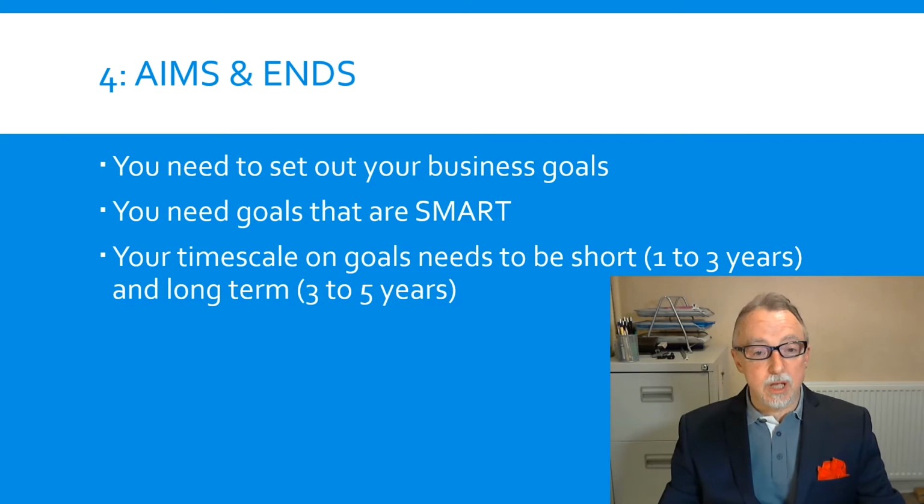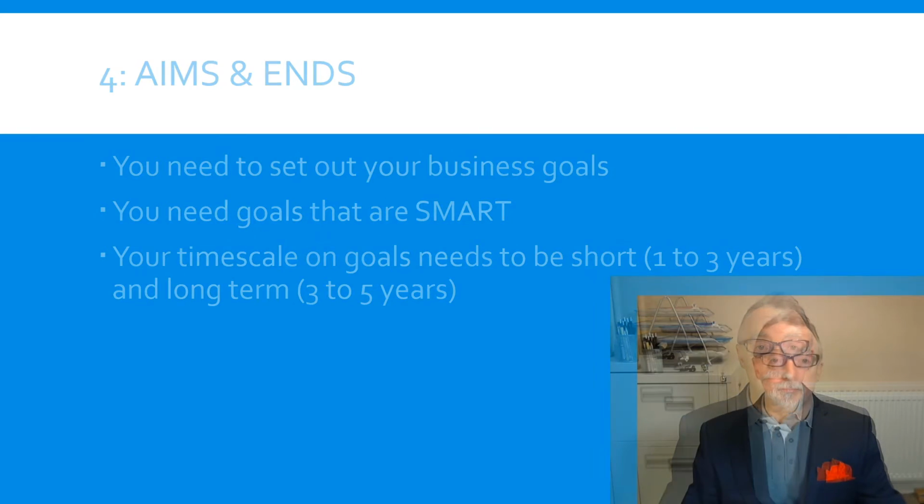Now your timescale on goals will vary. They need to have goals that are short, 1 to 3 years, and long-term goals that are 3 to 5 years. And that's the difference between aims and ends in that part of your business plan.